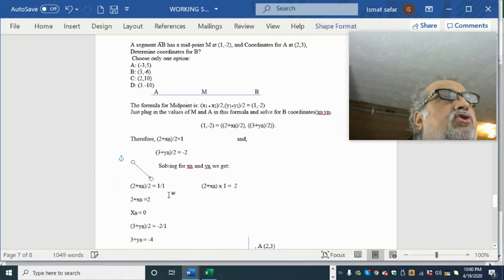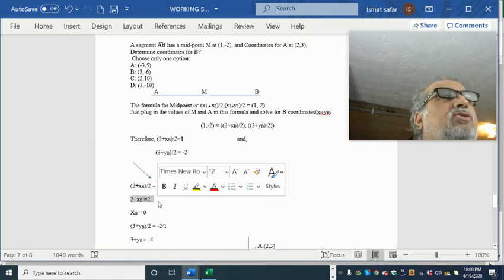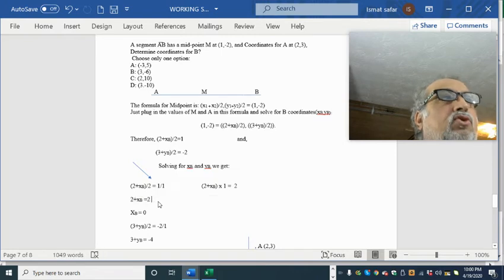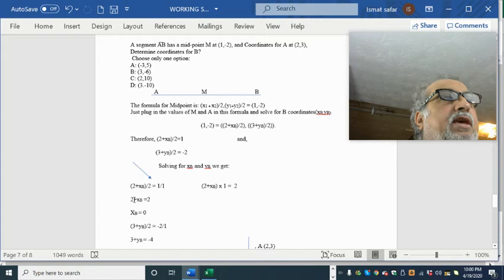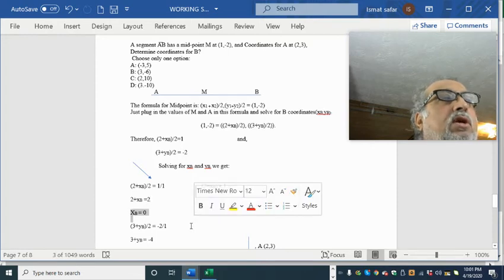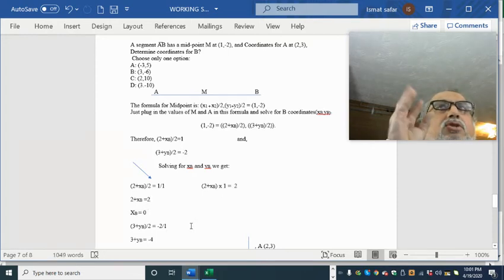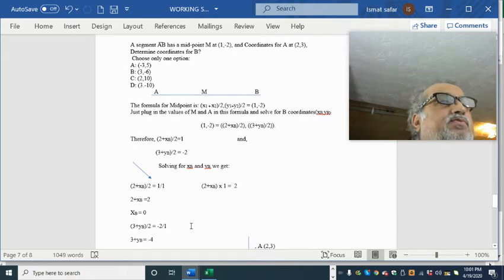Cross multiply. So what we have left here is 2 plus x of b equal to 2. If we take the equation one more step, x of b is 0. Because we take this 2 to the right side of the equation and we will have negative 2. So 2 minus 2 is 0. So x of b equals 0. Okay, so this is the x coordinate of point B.